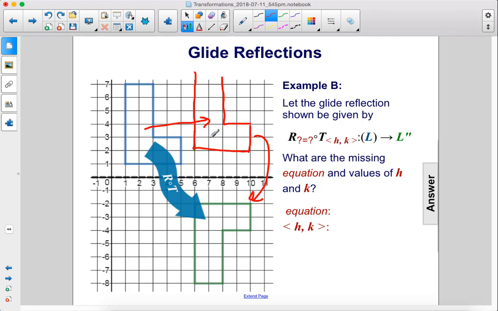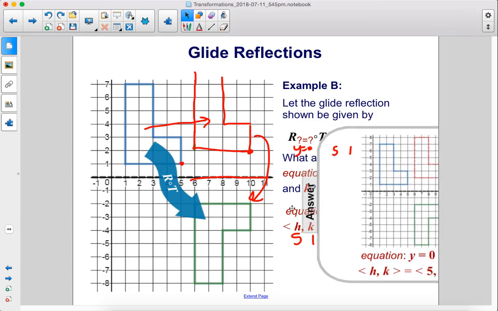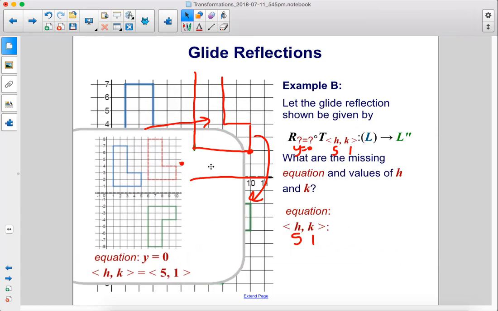Alright, so to show this translation, we have a corresponding point here and here. This point moved 1, 2, 3, 4, 5 to the right and up 1. So this becomes (5, 1). And then it was reflected over the line y equals 0 to end up down there. So we have that right there. So here, this is where the translation was, and then it was reflected.